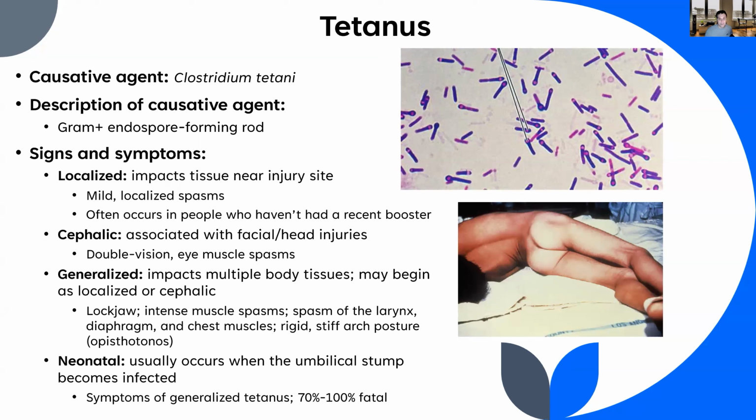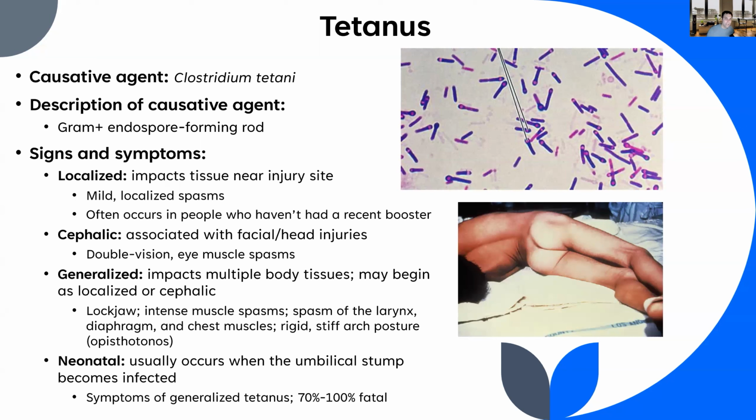Intense muscle spasms, spasming of the larynx and the diaphragm and the chest muscles, and then you develop this rigid, stiff arch posture. There's actually a stereotyped progression. And the thing to realize is that this is just extraordinarily painful. This is one of the worst ways imaginable to die, with every muscle in your body essentially contracting all at once and waiting to essentially die from the muscles just no longer being able to function appropriately.